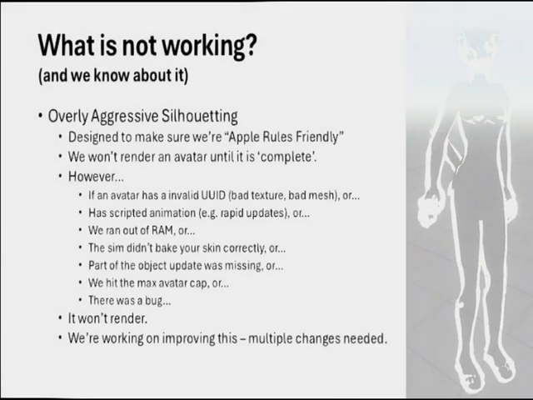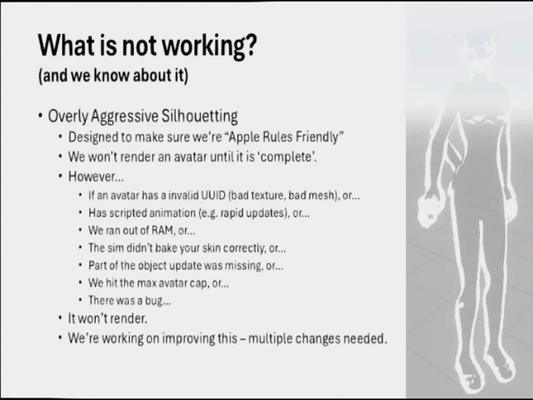It's the final group of things that are not quite working right, and this is one that we know about. This is our over-aggressive silhouetting. No, don't say soon. PBR is not soon. But the silhouetting is something that we will be fixing sooner. We currently implement silhouetting when an avatar has not fully downloaded, but there are other reasons why an avatar can stay silhouetted. The reason we do this is obviously we need to stay compliant with the App Store rules, and the App Store rules tend to be quite restrictive on things like accidental nudity being displayed.